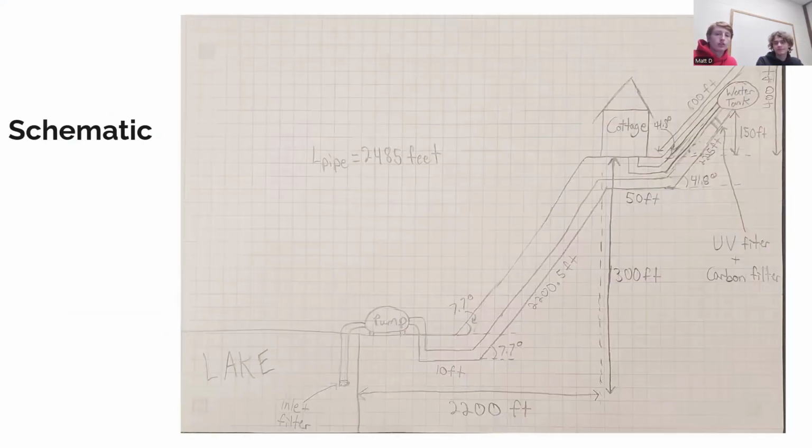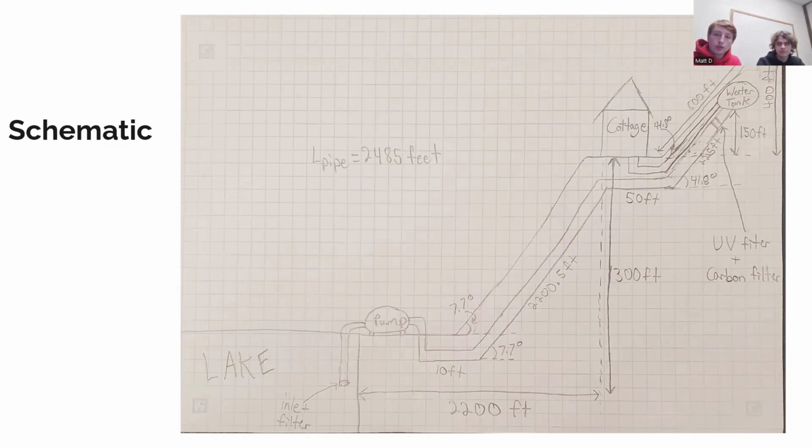And now taking a look at our schematic, there are 5 major components here. So first, if we take a look at the water tank, you can clearly see that it is above the cottage, and then you can also see that we have 4 filters. So there's the inlet filter that is down at the bottom, which is right before the pump. And then we have a UV and carbon filter that is right before the water tank.